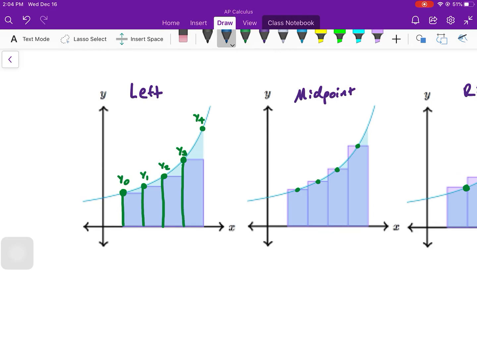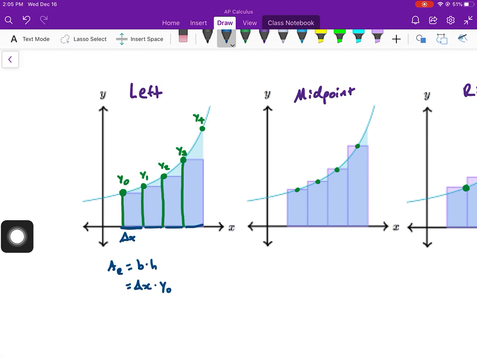So what about the base? We call these delta x. So when you see delta x, they're talking about the base of each rectangle. Now, how do we find the area of a rectangle? Area of a rectangle is just base times height. So it's just going to be delta x times y0 would be this first rectangle.